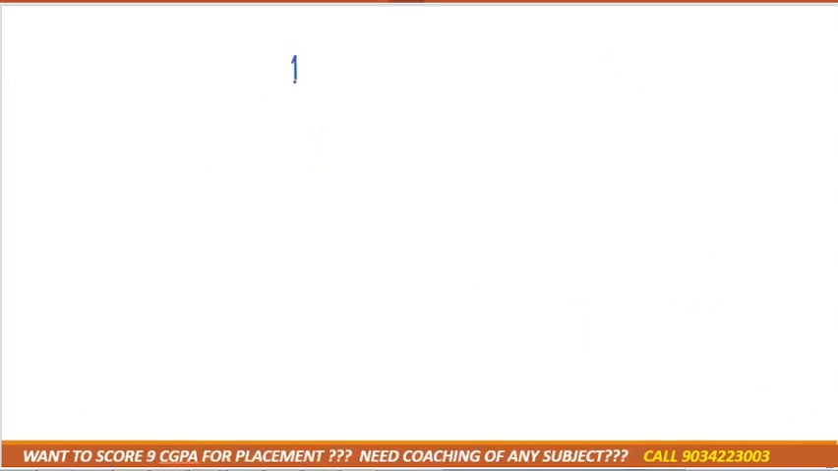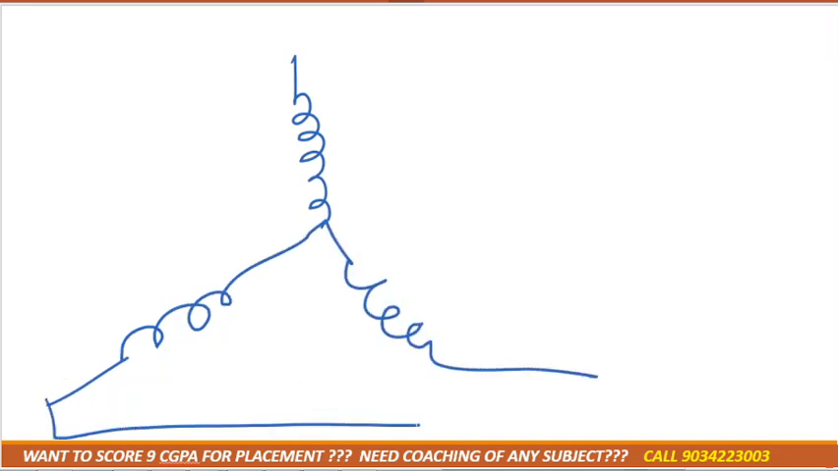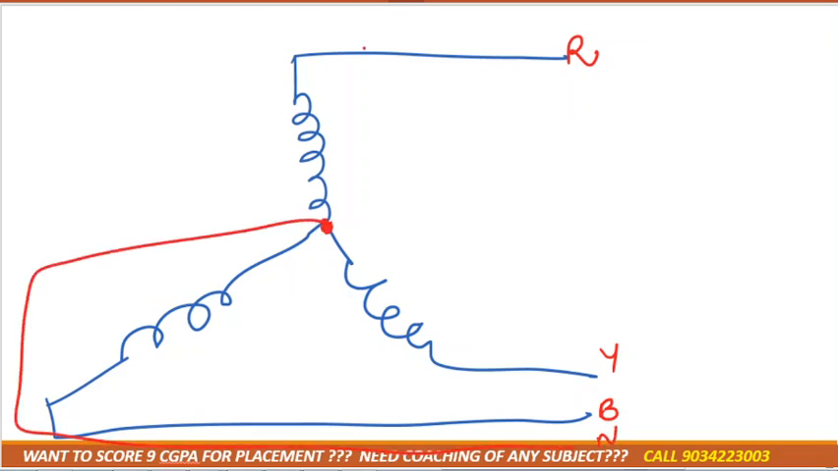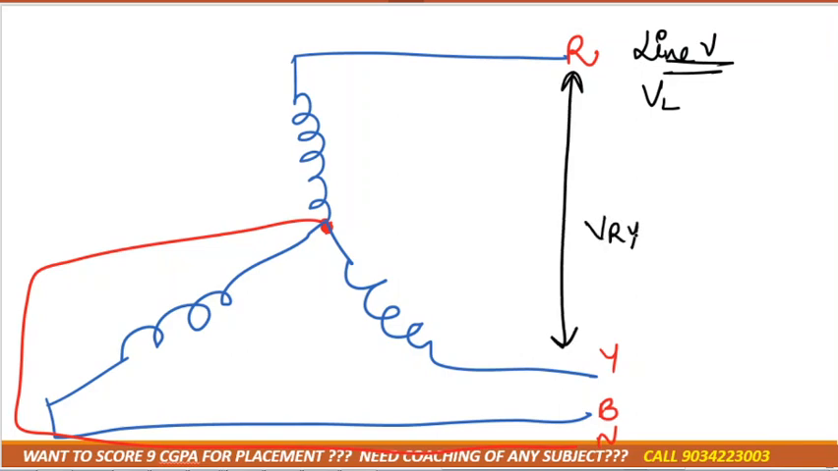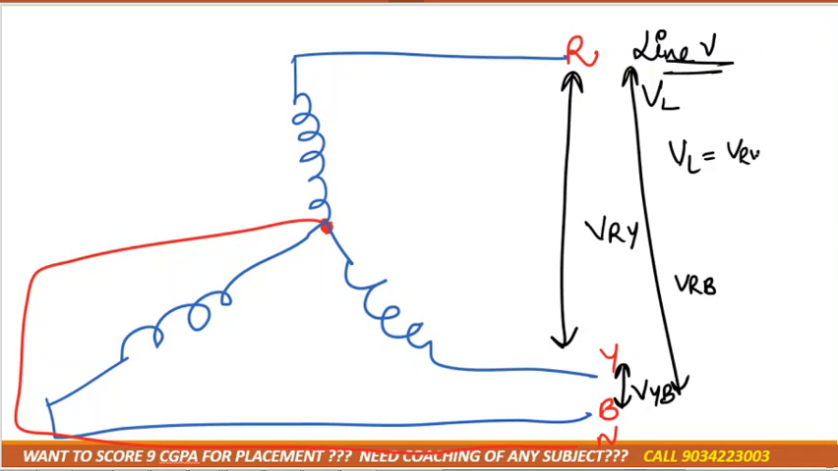Now we'll discuss the voltage in the star connection only. This one is R, this one is Y, this one is B, and this one is the neutral N. Now we'll mark the line voltage. Line voltage is always between the lines, that is between R and Y. We can mark it as VRY. Between Y and B, we can mark it as VYB. Between R and B, we can mark it as VRB. So can we say that VL is equal to VRY is equal to VYB is equal to VRB, because all these are line voltages?